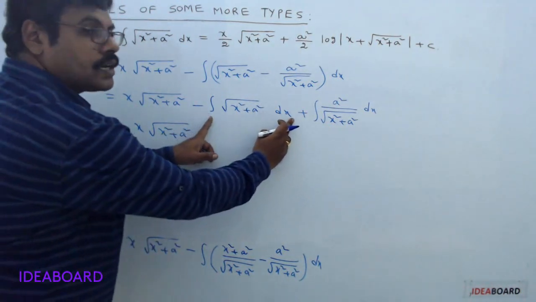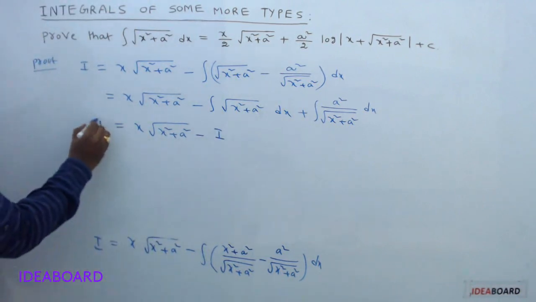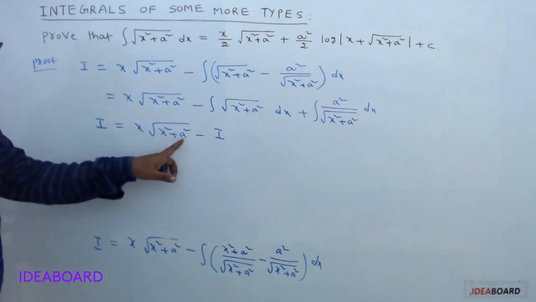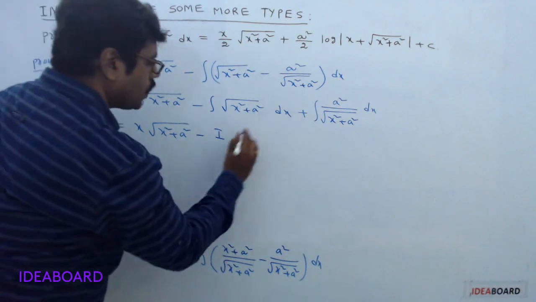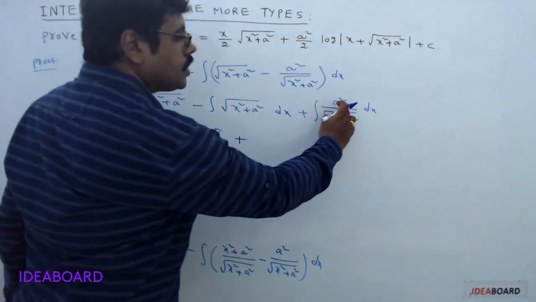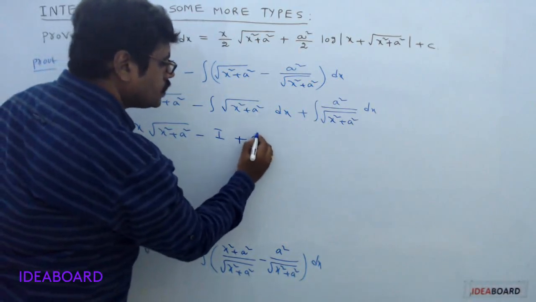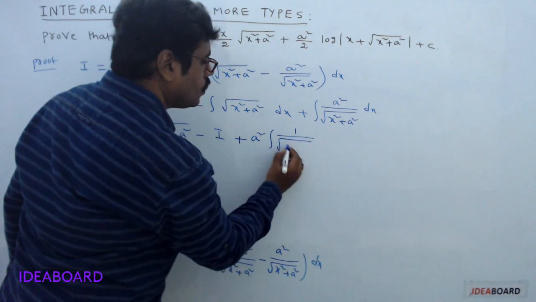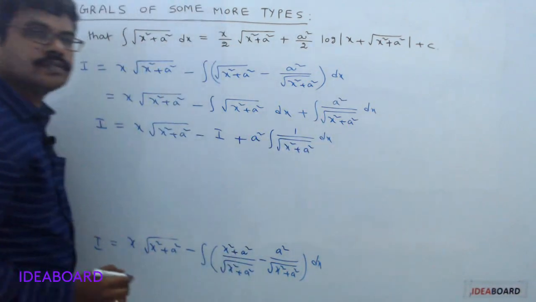So replace this entire term with I. So the LHS part is also I. So I equal to x into square root of x square plus a square minus I plus a square. a square is the constant term, you can take it outside of the integral. This is a square into integral 1 divided by root of x square plus a square dx.